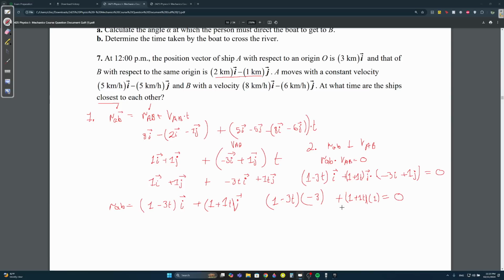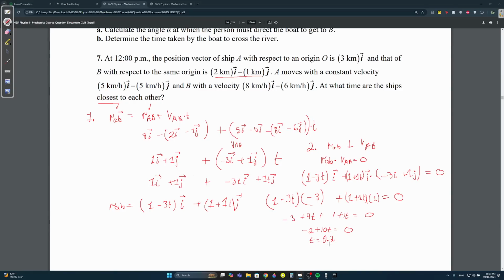What is this equal to when you add it? It's supposed to be 0. 1 times minus 3, minus 3 times minus 3 plus 9. 1 times 1, 1, equals 0. Minus 3 plus 1 minus 2 plus 10t is equal to 0. You're going to get t is equal to 2 divided by 10, which is 0.2.